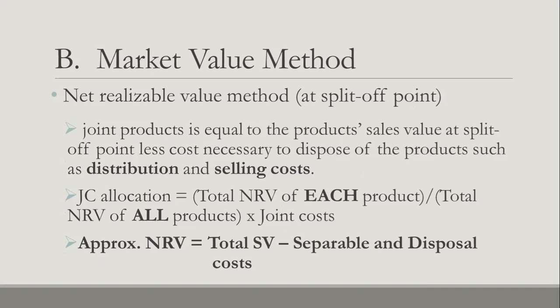Your joint cost allocation is, again, similar to your sales value method, but the only difference in NRV is that instead of using your total market value, you would get your total net realizable value of each product divided by your total net realizable value of all products. Then you multiply this with your total joint cost. So your approximate NRV is equal to your total sales value less your separable and disposable costs.